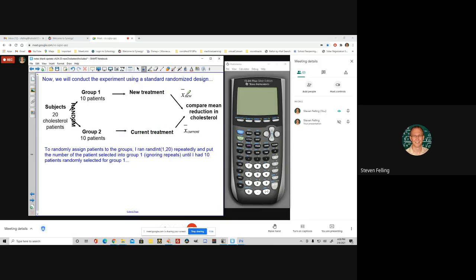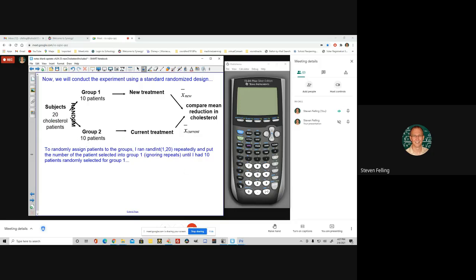And then we'll find the average reduction in cholesterol for each of the two groups. And then we'll have to find some way to compare these two means with each other to see whether there was a better reduction with the new treatment compared to the old, let's say, or if there's a difference. Okay, so to randomly assign patients to the groups, I ran in a calculator random integer 1 through 20 repeatedly to put the numbers of the patients. So I have 20 patients, they're numbered 1 through 20.